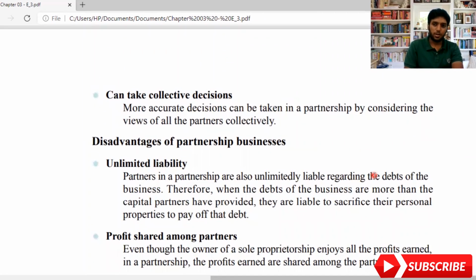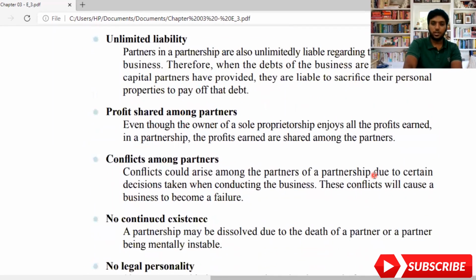But there are disadvantages also. Unlimited liability, as I always explain: what is unlimited liability? You need to sell your assets to make the payment when you have taken a loan. All the partners should do that when it comes to unlimited liability. Profit shared among partners. Sharing losses is an advantage because it's a good thing you can share your losses, like liability sharing. But sharing the profit is not a good thing. Everyone likes to keep profit. They don't like to share.